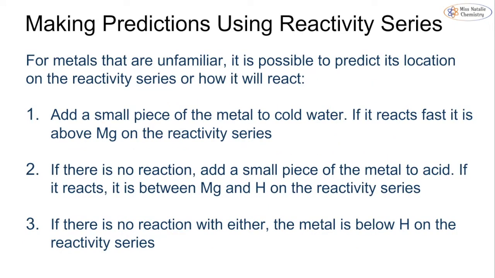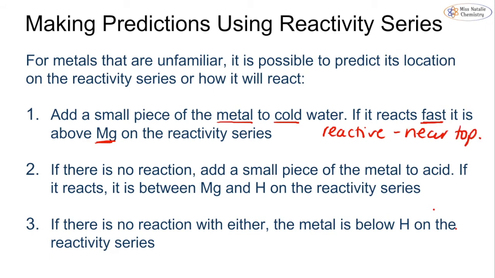So we can make predictions using the reactivity series, or we can even figure out how a metal is going to react based on where it is in the series. So what we would do is we would do 3 steps. First of all, we would add a small piece of the metal to cold water. If it reacts fast, then we know that it is a reactive metal, and it should be above magnesium on the reactivity series. So it's going to be near the top.